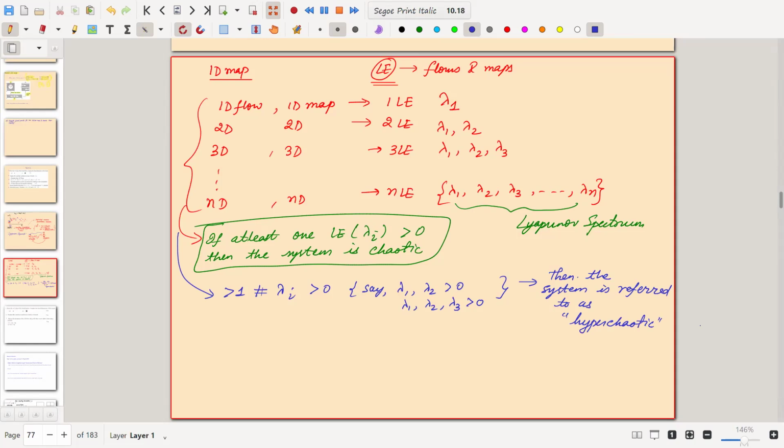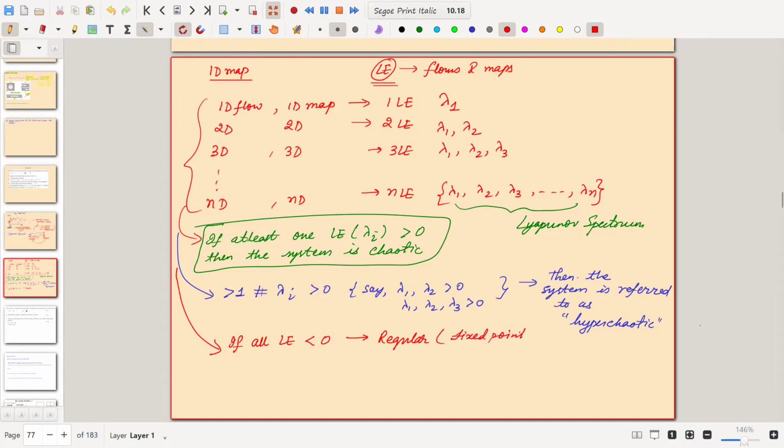Now suppose there is another criterion: if all Lyapunov exponents are less than 0, that means negative, then the dynamics is regular. Regular means it can be either a fixed point or periodic orbits.